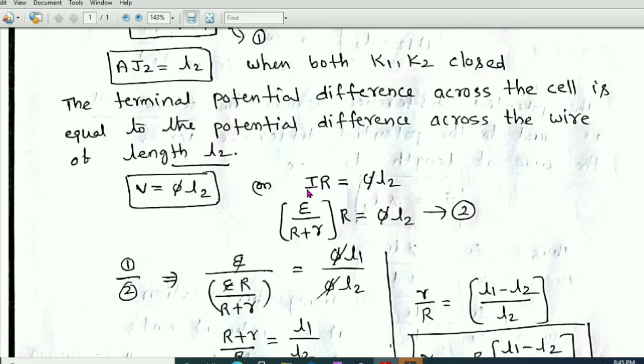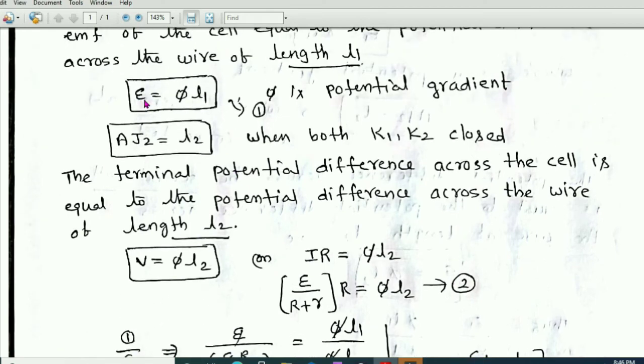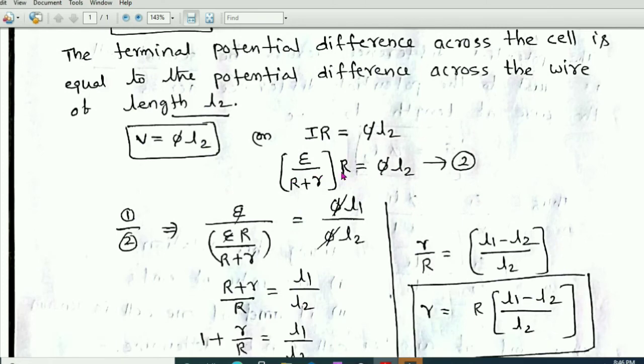Now the expression for current, I is equal to E by R plus r. Capital E is the EMF and R plus r is the total resistance, external resistance plus internal resistance. Total potential difference by total resistance gives current. So E by R plus r into capital R, as it is, we have written, is equal to pi into L2. Let it be equation number 2. Equation number 1 is EMF E is equal to pi L1.